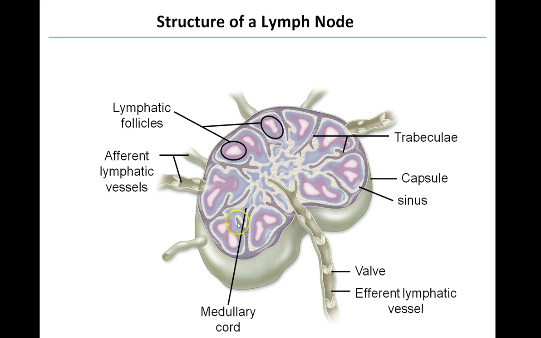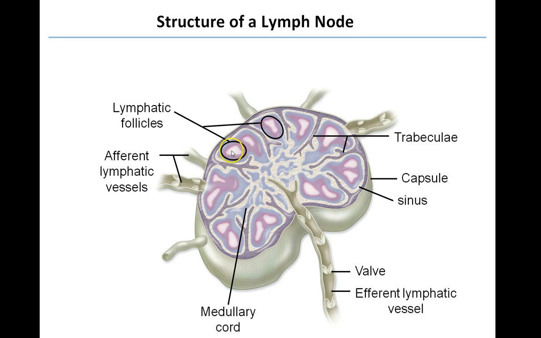You have a cortex in a lymph node, which is the outer region, and an inner medulla. In the cortex, the trabeculae form these divisions, and in these sort of partitions you find structures we refer to as lymphatic follicles. There you will have dense collections of lymphoid cells, things like the lymphocytes and the dendritic cells. All of those cells will be involved in helping to screen and purify the lymph.